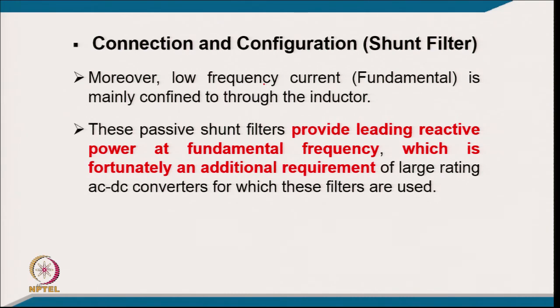So, these passive shunt filters provide leading reactive power at fundamental frequency, which fortunately meets an additional requirement of the large rating AC-DC converters for which these filters are used. It matches, in a natural manner, the reactive power requirement of this AC-DC converter, which generates, or requires, lagging reactive power, while this passive filter provides leading reactive power. They are able to meet this requirement locally, in a natural manner. That is the benefit.